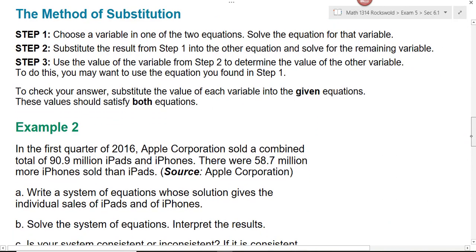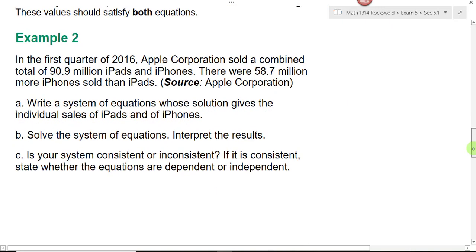There's several methods you can use whenever you're solving a system of equations in two variables. The first method we're going to look at is substitution. In the substitution method, the first thing you want to do is choose a variable, just one of them, out of the two equations, and then solve the equation for that variable. Just isolate a variable. Then you're going to substitute the result you got from step 1 into the other equation and then solve for the remaining variable. And then we'll go back and use the value from the variable in step 2 to determine the value of the other variable using what we got in step 1. So let's look at this substitution method.